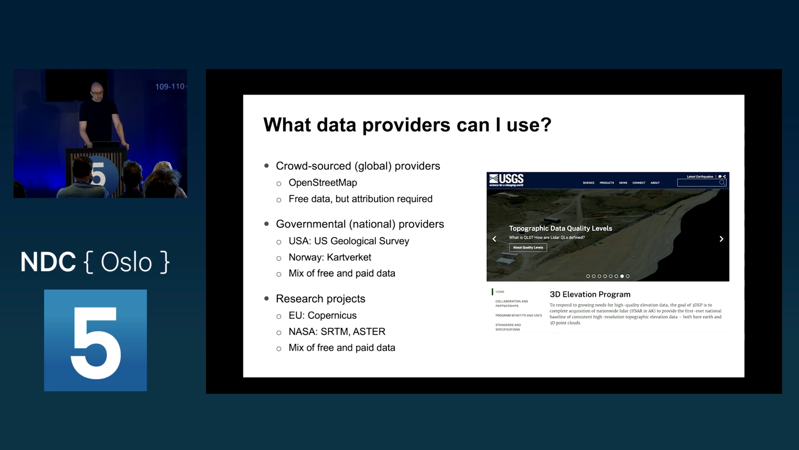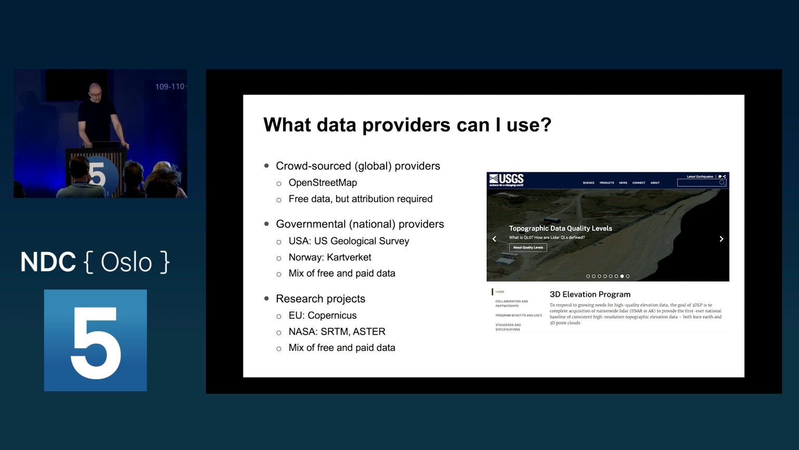Then you have the governmental ones, the national providers, typically. In the US, that's the US Geological Survey, USGS. They have lots of data, and that's interesting. All of the governmental data in the US are in the public domain in the normal situation. So you're free to use them. You don't even have to attribute them normally. I mean, it's nice if you do it, but it's not strictly necessary under their data license. In Norway, we have Kartverket, the Norwegian Mapping Authority. They have lots of data. Most of it is free, but there are some data sets that are paid. And then that is outside the scope of this presentation as such.